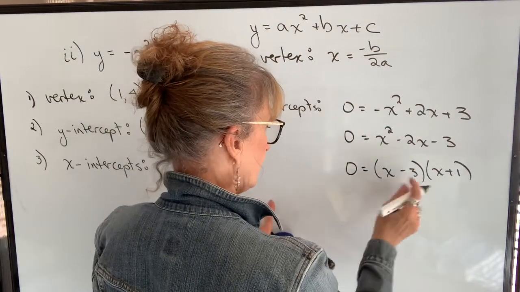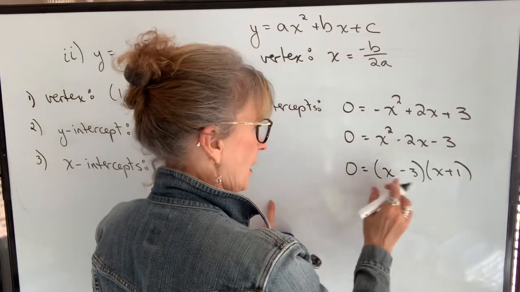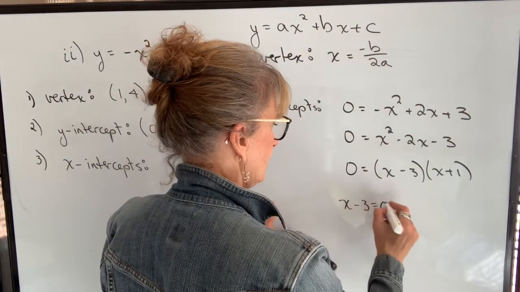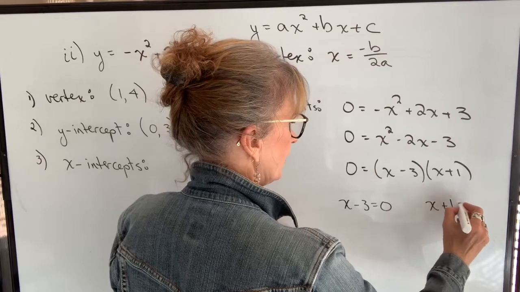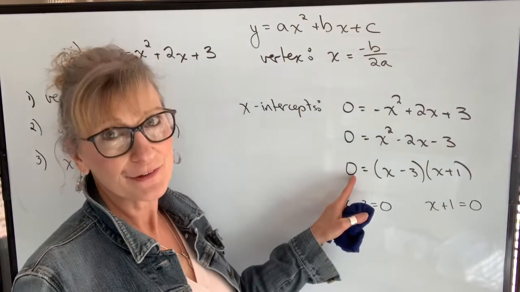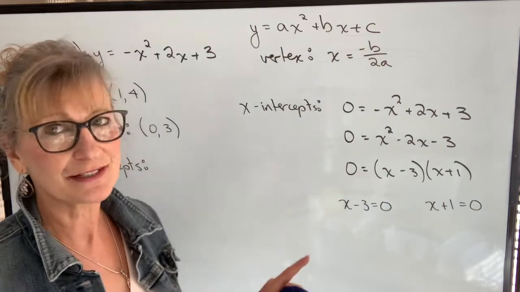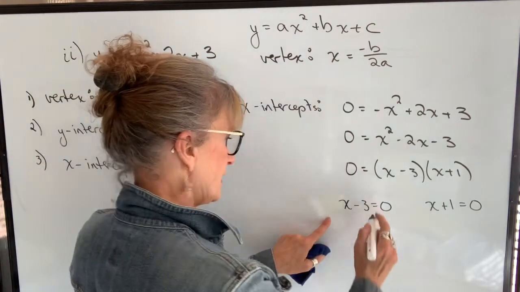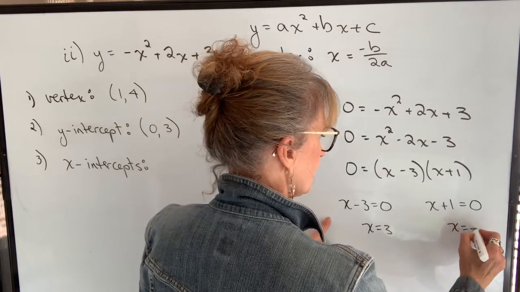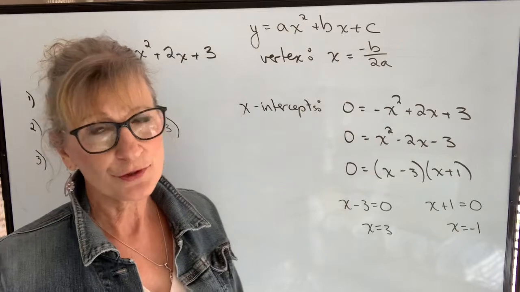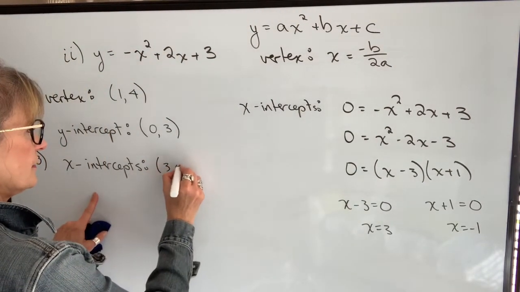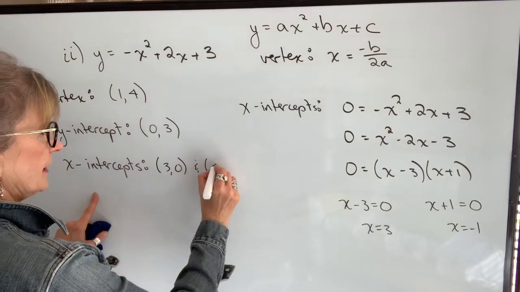And so when I've got two products equal to 0, I know that either this factor is equal to 0, or I'll get a solution if this factor is equal to 0. Remember that the factor theorem only works when this is a 0. Any other numbers, this doesn't work anymore. But 0 it does, so I get a solution if x equals 3 or if x equals -1. So there's my two x-intercepts, (3, 0) and (-1, 0).